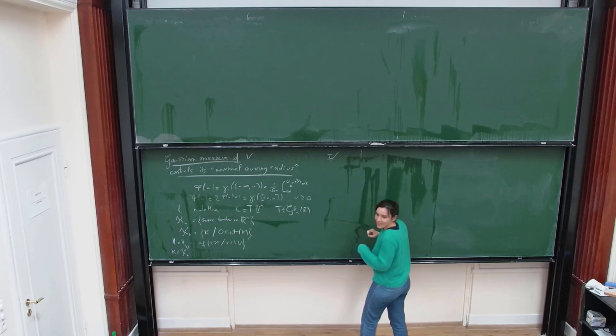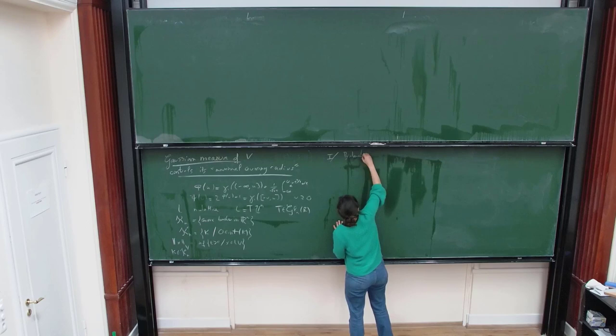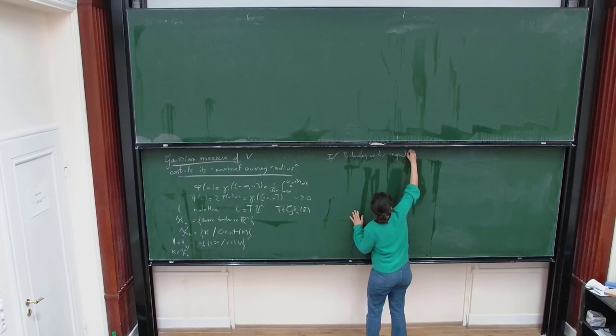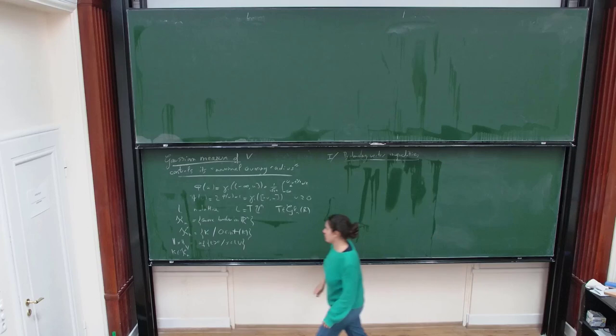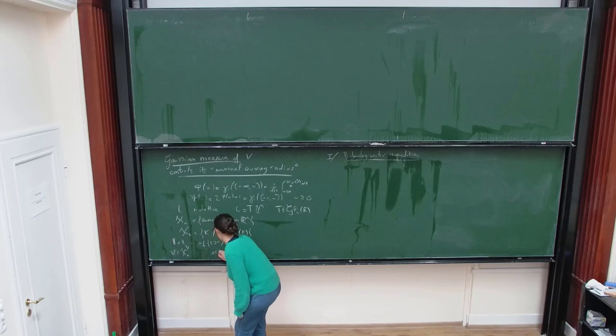I will start by recalling some vector balancing notions and inequalities. No, so here K is V, V is K, yes. V is K. Thank you. Here K is the same letter for the point. Yeah, okay.